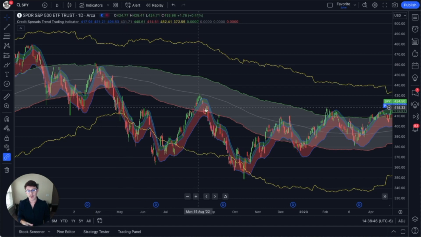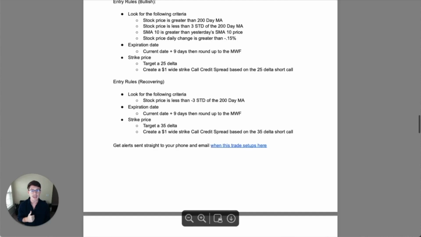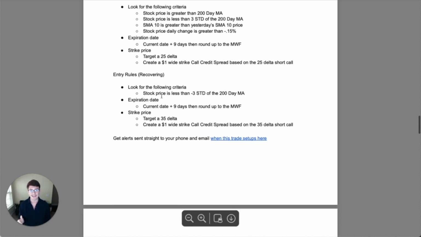Why? Because this period here is all bearish underneath the 200-day, but here this is all bearish. But if we can catch it below it, this is bullish when it's going to start bouncing, mathematically speaking. And so how we enter those trades is exactly the same here. Wait for price to be below that bottom yellow line, aka -3 standard deviations. We're going to have the same expiration where the current date plus 9 days rounds up to the next Monday, Wednesday, or Friday if it lands on a Tuesday, Thursday, or a weekend. We're going to target for this one the 35 delta, and so that's how we're going to put on this trade, and we're going to use a put credit spread trade.